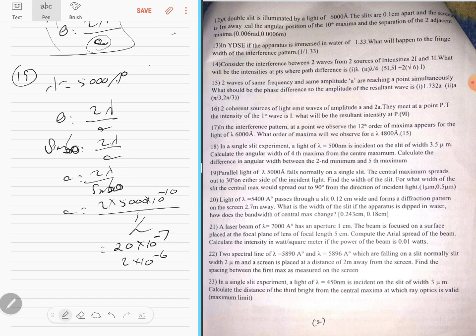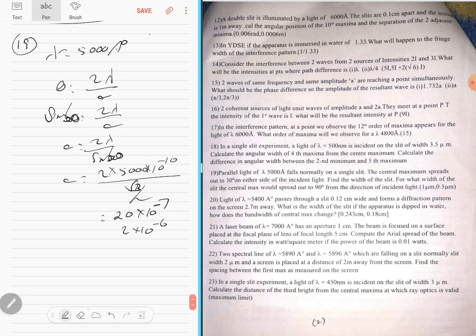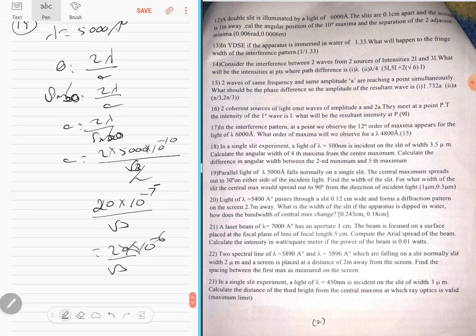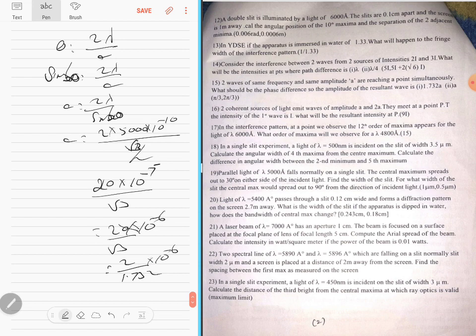Then I'll write it as sine 60, which will be root 3 by 2. So then therefore it will be 20 into 10 to the power minus 7 by root 3. So let's check that. 2 into 10 to the power minus 6 by root 3. It's 2 by 1.732 into 10 to the power minus 6. Even then I'm not getting 1 micrometer as the answer. It's spread out to 30 degree on either sides, which means I'm thinking it's 30 degree here and 30 degree here. I don't know.